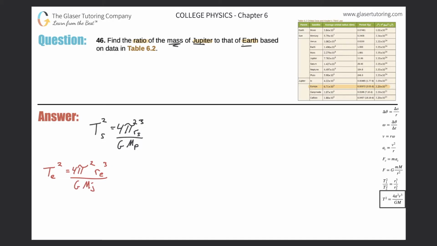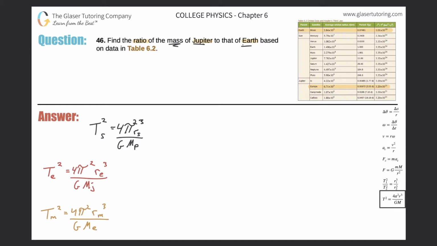Let's now look at Earth and its satellite. So I'm going to highlight this column up here. Its satellite is the moon, that's the information they give us. So let's do that now. The period of the moon squared should be equal to 4 times pi squared multiplied by the radius between the moon and the Earth cubed, all divided by the gravitational constant multiplied by the mass of the Earth.